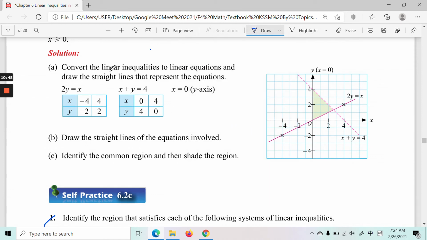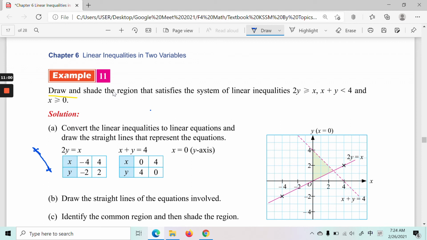So how to draw? Recall back, one by one. You need to make a table like this. Just choose any 2 points, substitute x and y, connect, and get one straight line. So convert it to a linear equation first. The first one is 2y equals x. So make the inequality become equal, then you can draw the straight line.